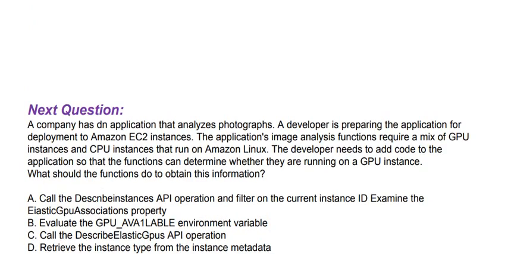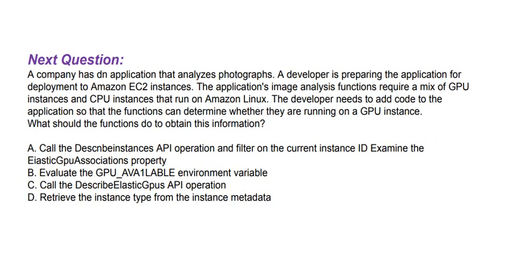Next question is, a company has an application that analyzes photographs. A developer is preparing the application for deployment to Amazon EC2 instances. The application's image analysis functions require a mix of GPU instances and CPU instances that run on Amazon Linux. The developer needs to add code to the application so that the functions can determine whether they are running on a GPU instance. What should the functions do to obtain this information?